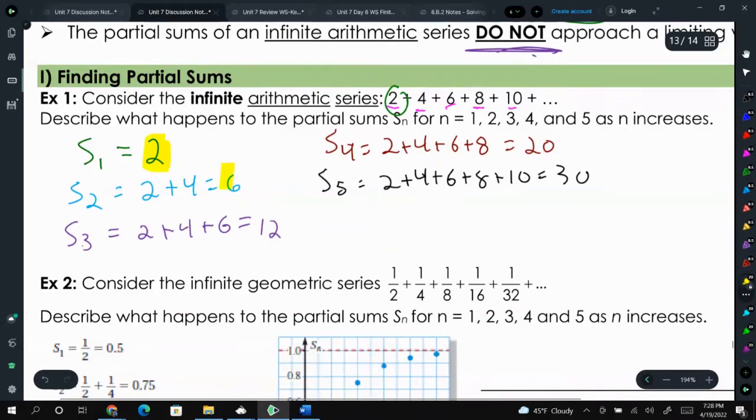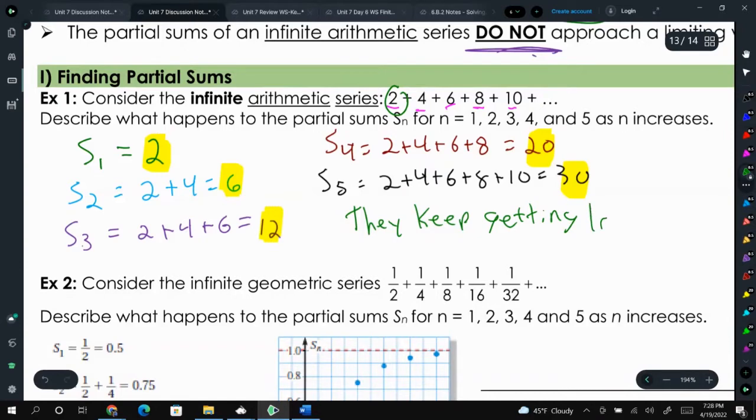So these partial sums right here that I highlighted in yellow keep getting larger, showing that the partial sums of infinite arithmetic sequences don't approach a value.